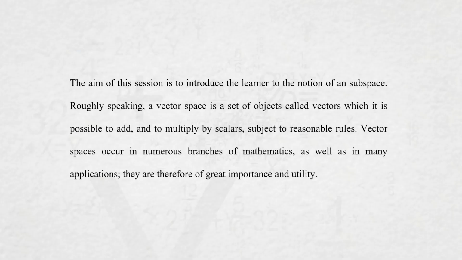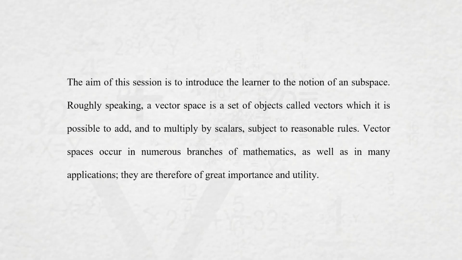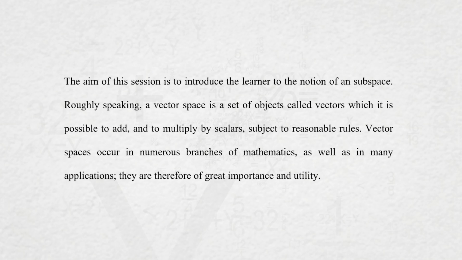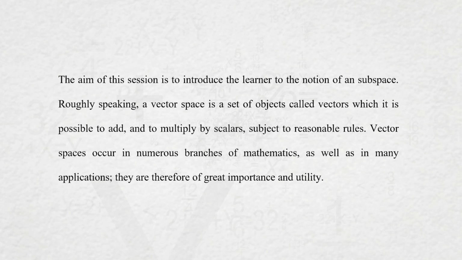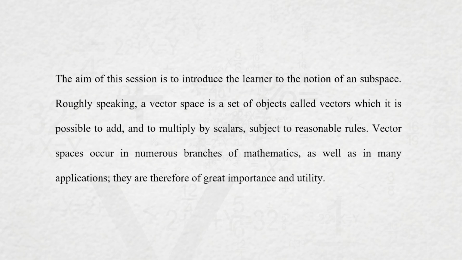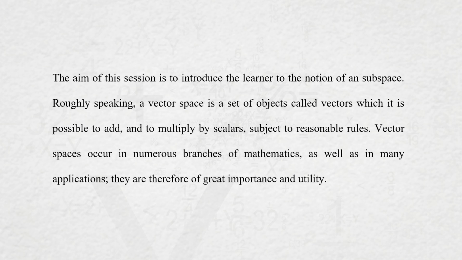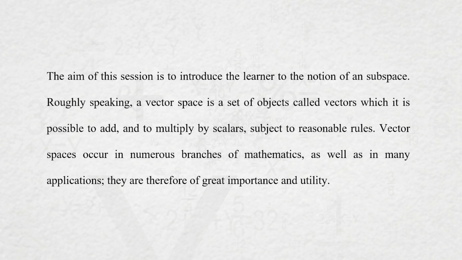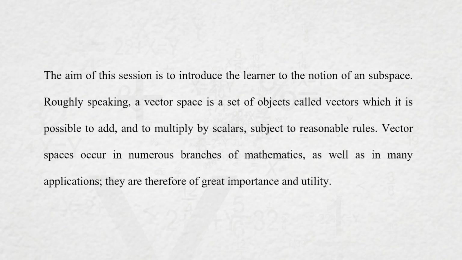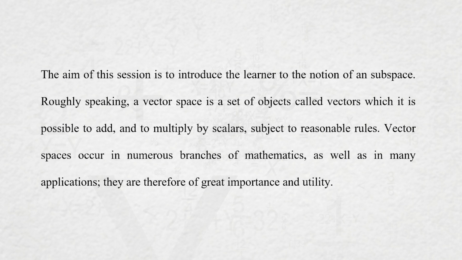Here, the set R^n is a vector space under usual addition and scalar multiplication consisting of all n-tuples of real numbers. The aim of this session is to introduce the learner to the notion of a subspace. Roughly speaking, a vector space is a set of objects called vectors which it is possible to add and to multiply by scalars, subject to reasonable rules. Vector spaces occur in numerous branches of mathematics as well as in many applications. They are therefore of great importance and utility.